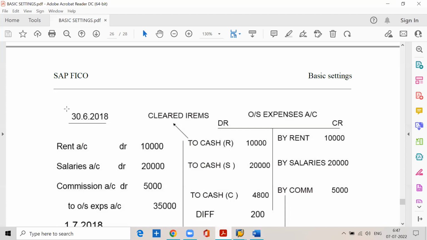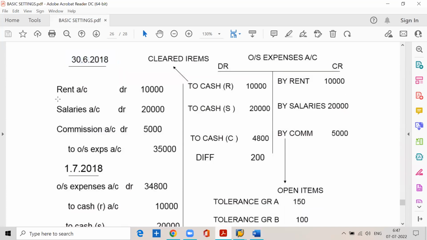Say, for example, on 30th June, we post the entry: debit rent account 10,000 rupees, debit salaries account 20,000 rupees, and we have used the services of some commission agent and we have not yet paid them, so debit commission account 5,000, to outstanding expense account. You have not paid, right? That's why this is to be credited to outstanding expense account.